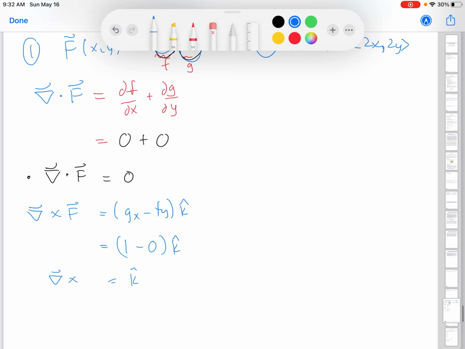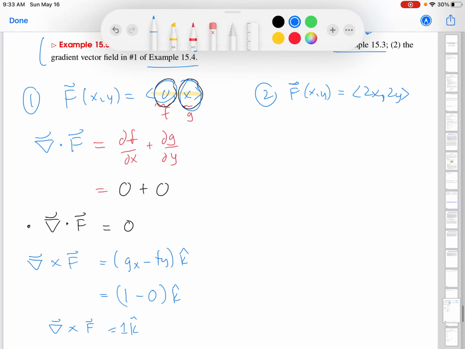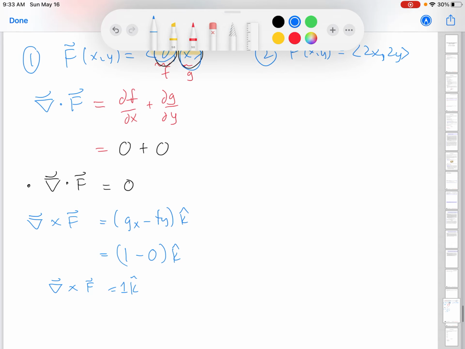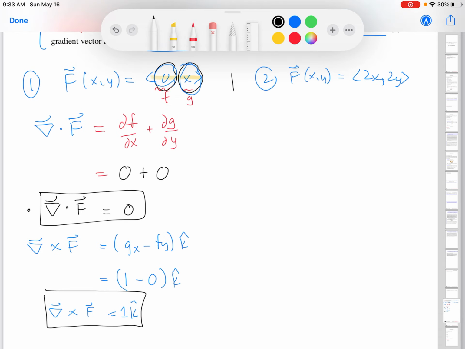So in other words, the curl is not 0. It's equal to 1, effectively, in the k hat direction, which is always the direction the curl points in for a two-dimensional vector field. But the divergence is 0. So I'm going to come back to what this means in a little bit, but I first want to calculate the curl and divergence for this other vector field, and then we'll start contrasting and comparing.